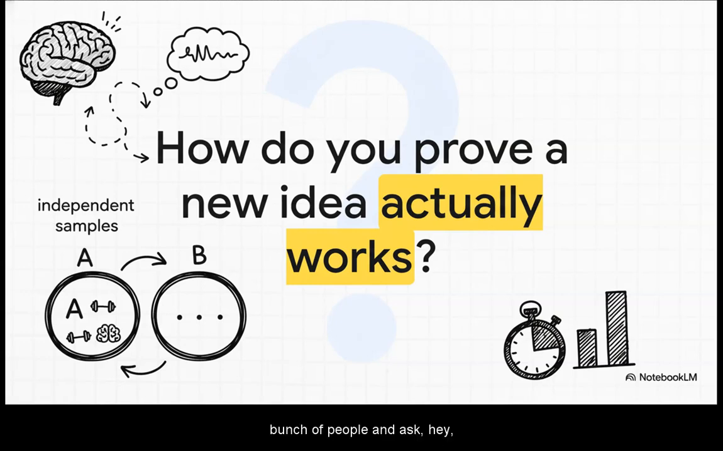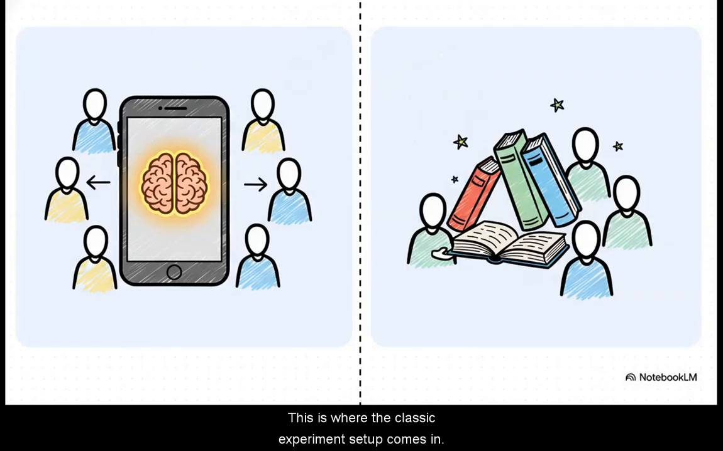We can't just hand it to a bunch of people and ask, hey, is your memory better? We need a benchmark, something to compare it against. This is where the classic experiment setup comes in. You'd have two totally separate groups. Group one gets the new app. And group two, we'll call them our control group, will do something else, maybe read a book for the same amount of time. The really important part is that these are two completely different sets of people, no overlap.